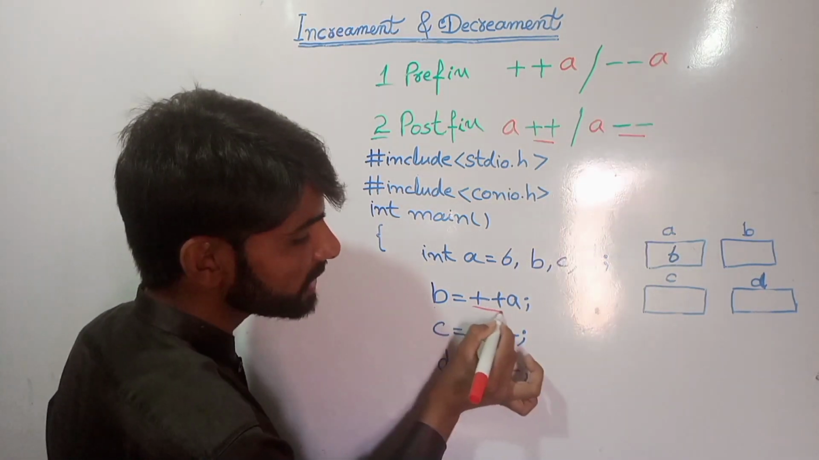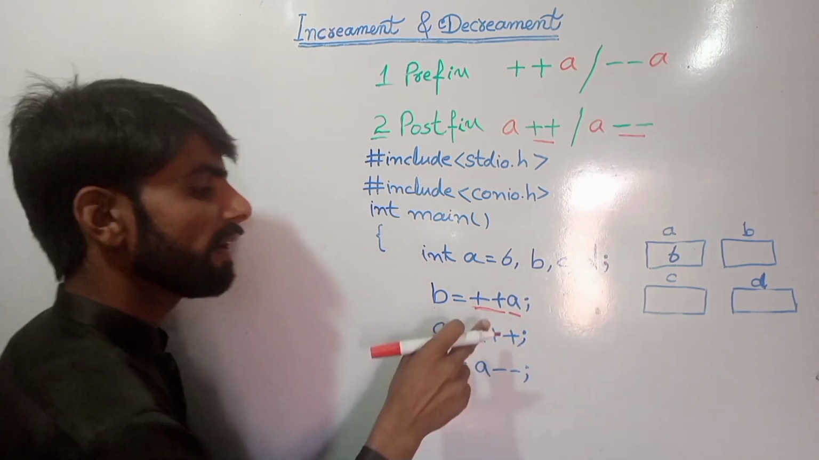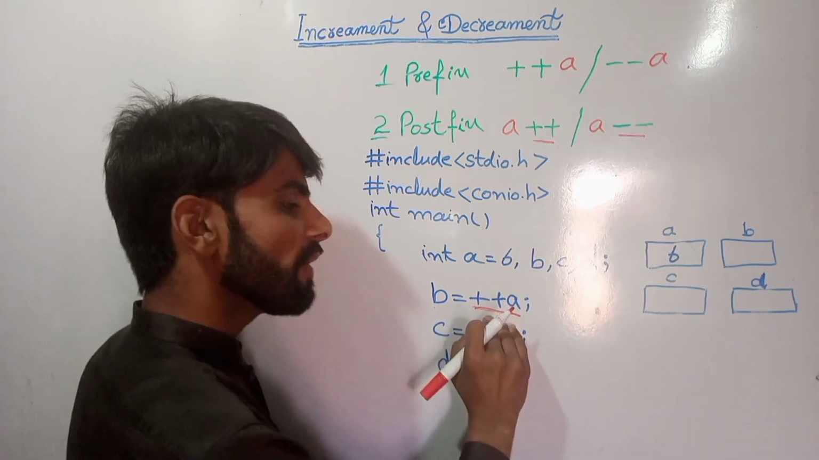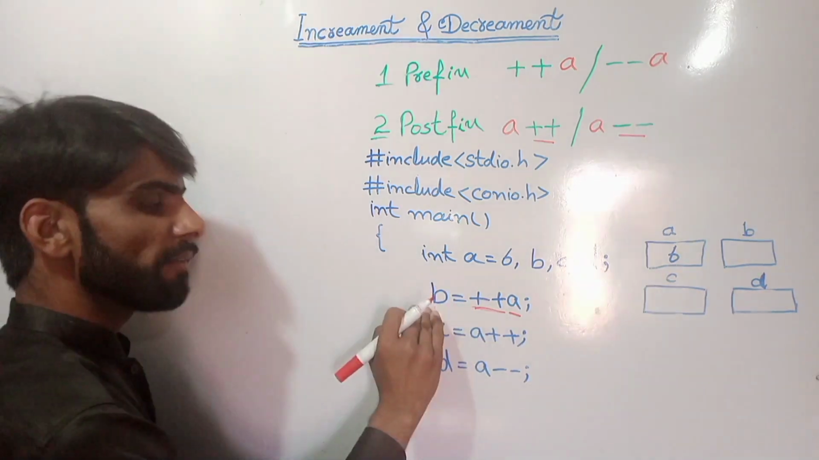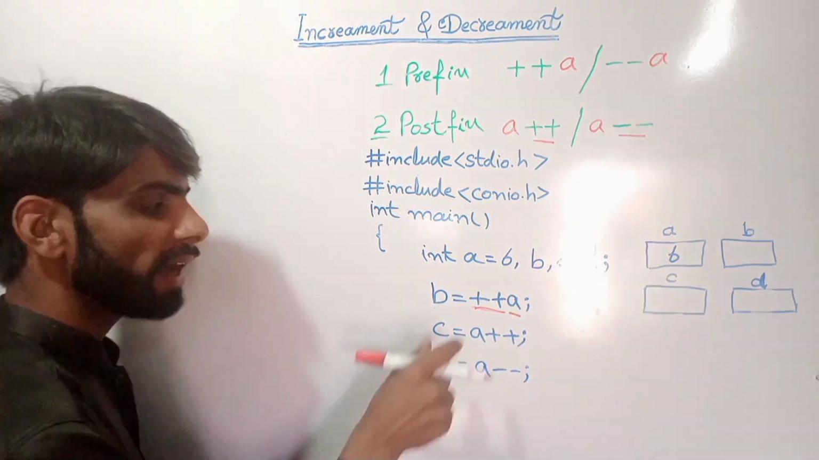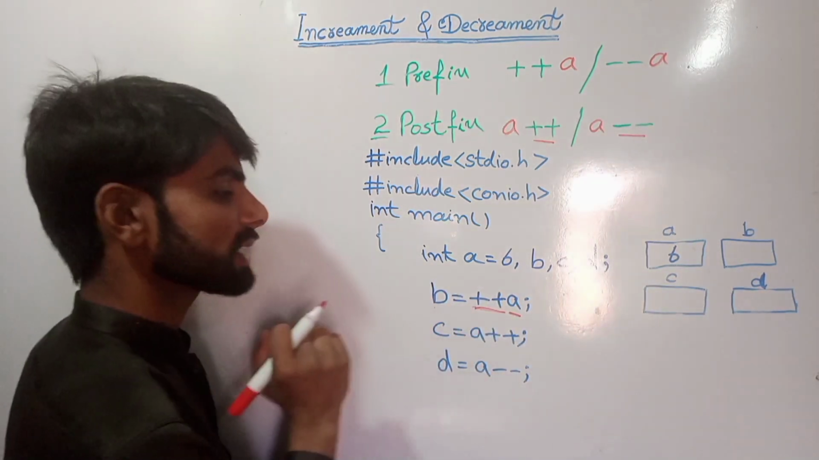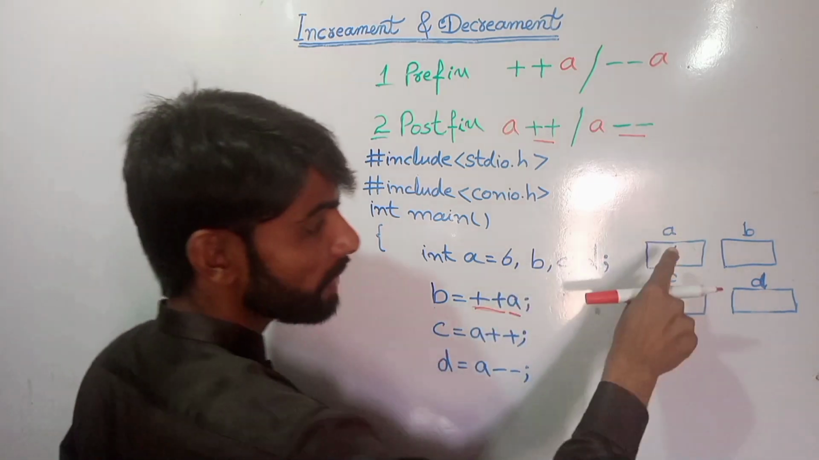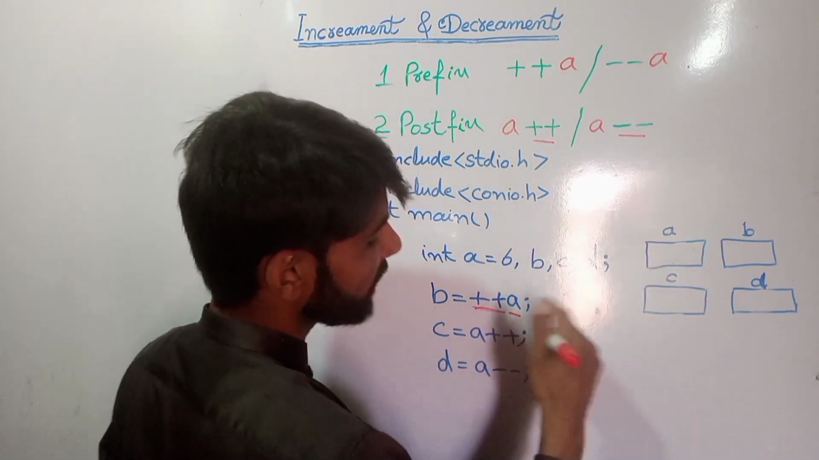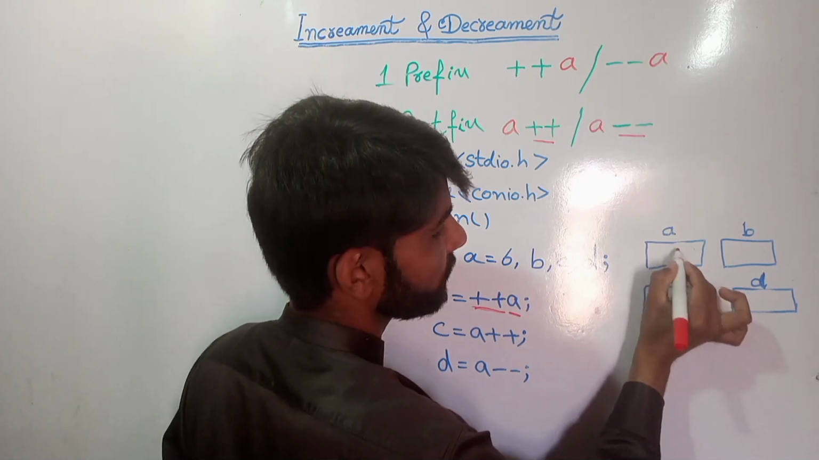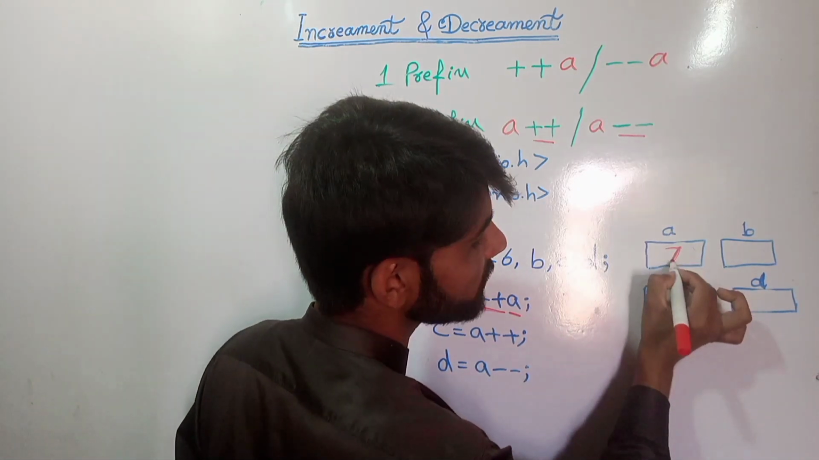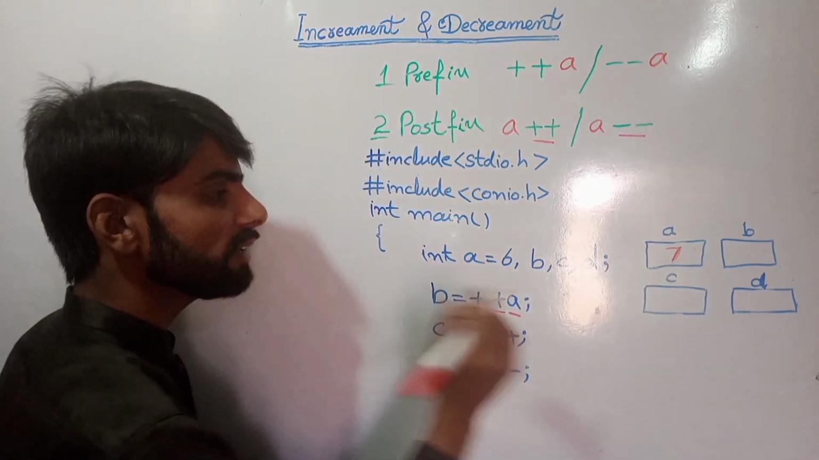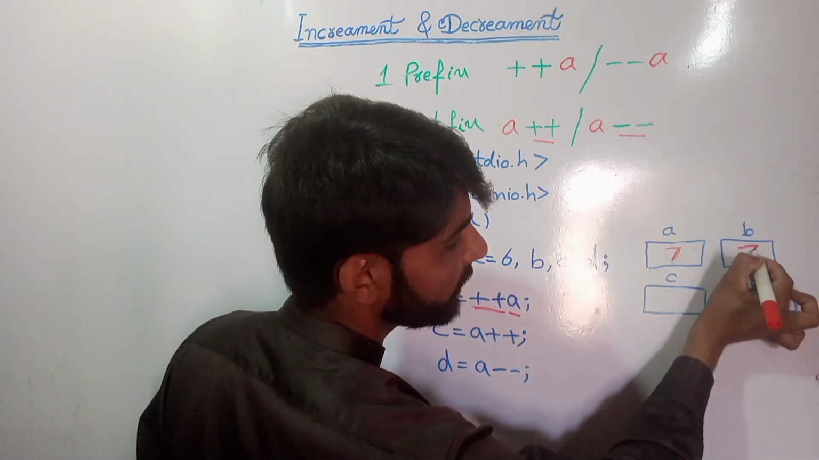In this case, first is the increment operator and after it the variable, right? So first the value will be increased and then the value will be assigned to this variable, and the updated value will be used in this expression. So first increase the value, 6 becomes 7, right? And 7 will be assigned to this variable b, right?